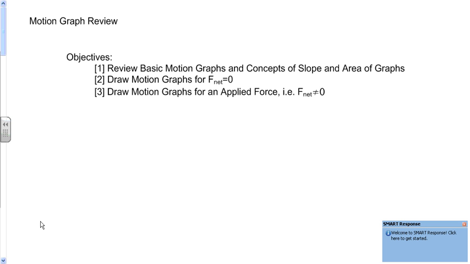So in this video, we're going to review the basic motion graphs and the concepts of slope and area and how they pertain to the motion graphs. We're going to draw some motion graphs for when we have the case of Fnet, that means the net force equaling 0. And then we're also going to draw motion graphs for when we have an applied force, i.e. when Fnet is not equal to 0, when Fnet equals some number.